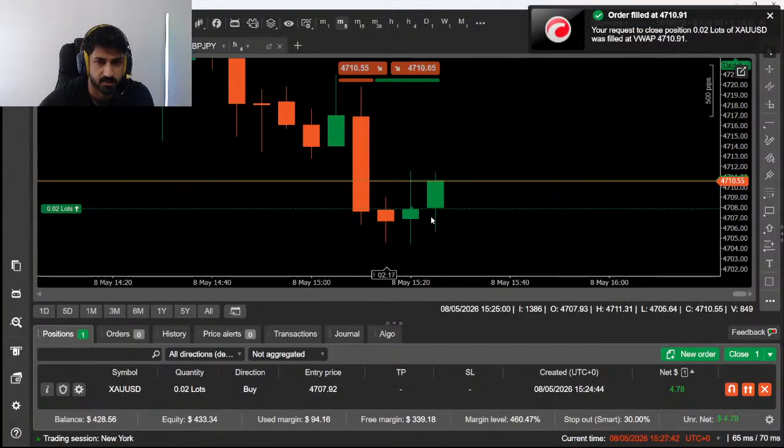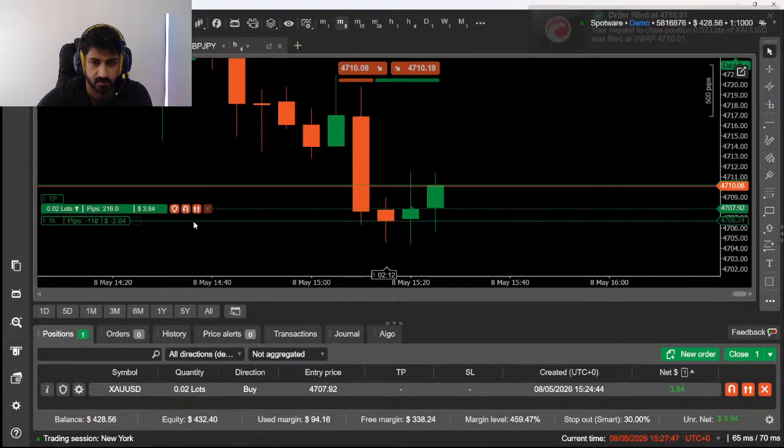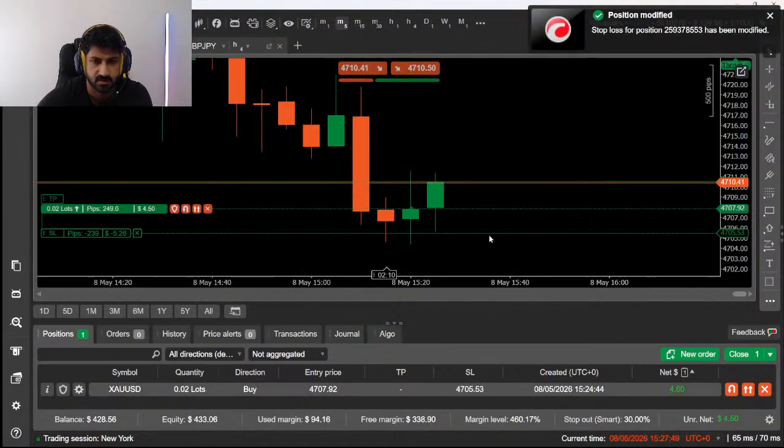Alright, I've closed one position, and I'm gonna bring the stop loss to break even, about the previous candle's low.